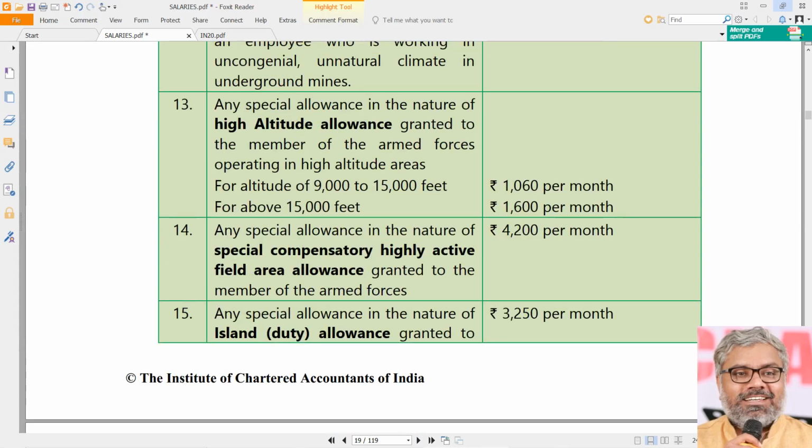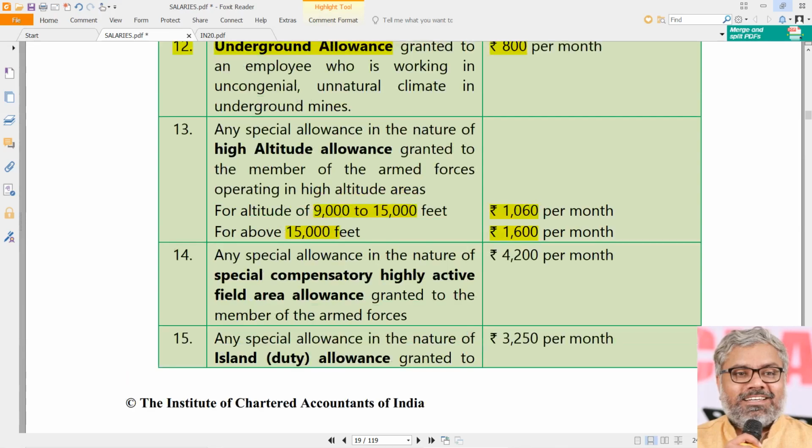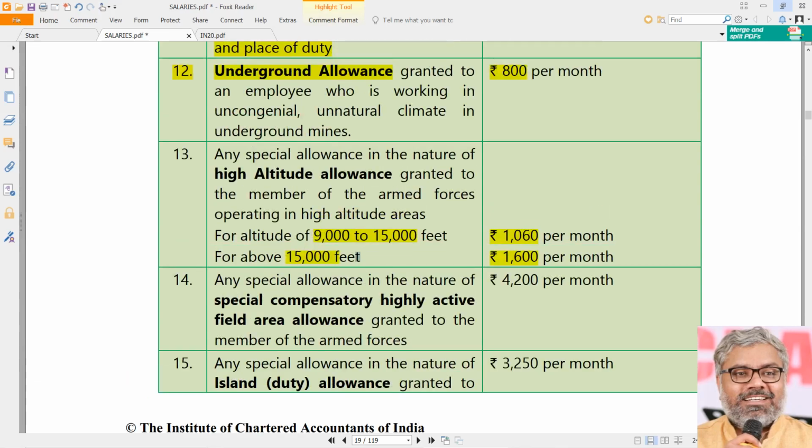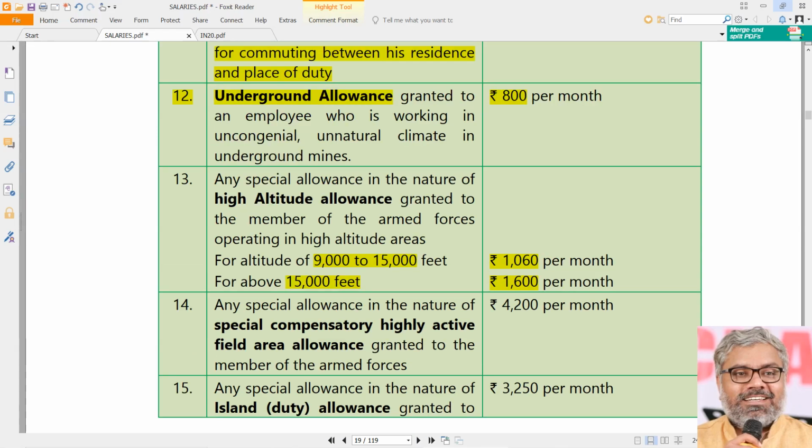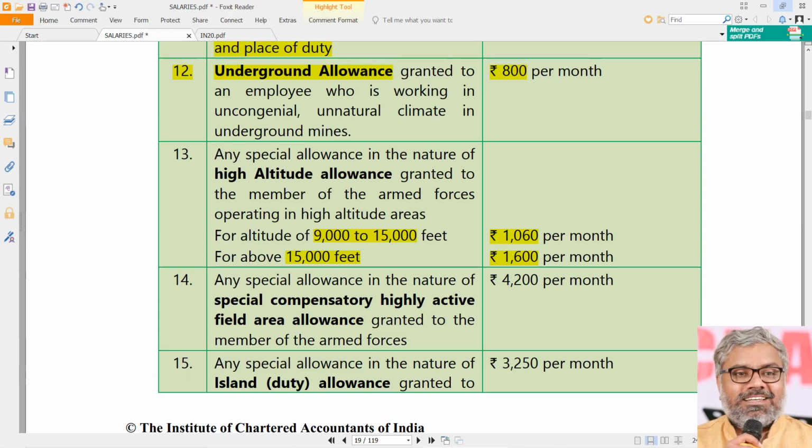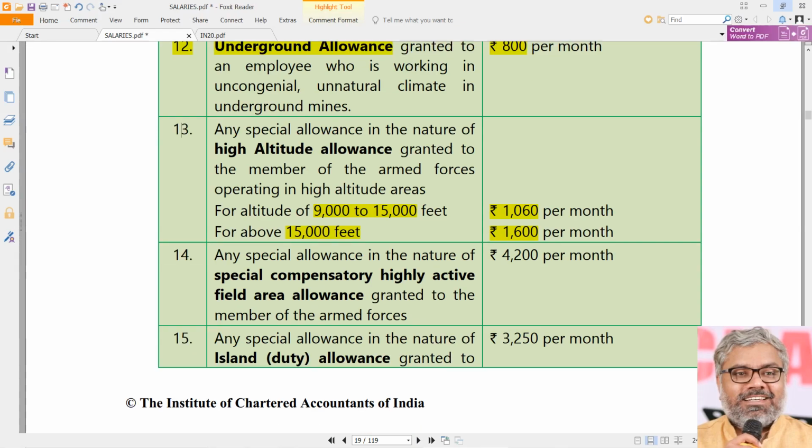High altitudes: depending upon the height, there is an exemption. For an altitude of 9,000 to 15,000 feet, the exemption is 1,060 per month. Above 15,000 feet, the exemption is 1,600 per month. If the paper setter really wants to create a tough situation for the students, then this may be asked, otherwise normally not possible. But still, just for the sake of conservatism, you may remember this.